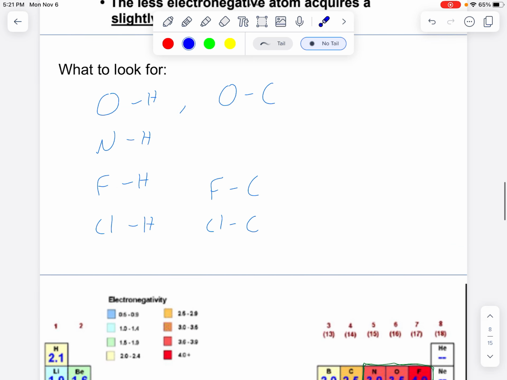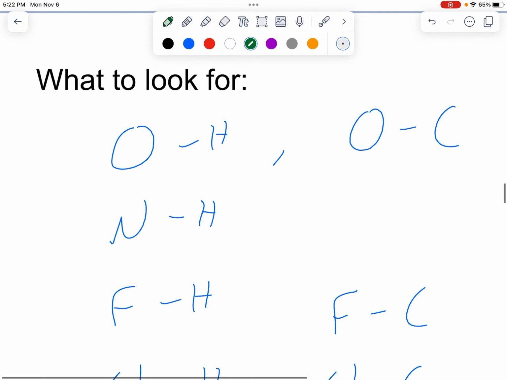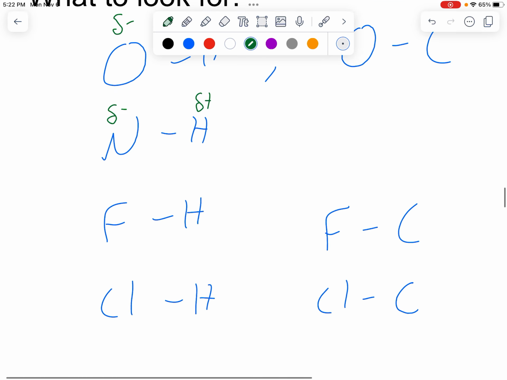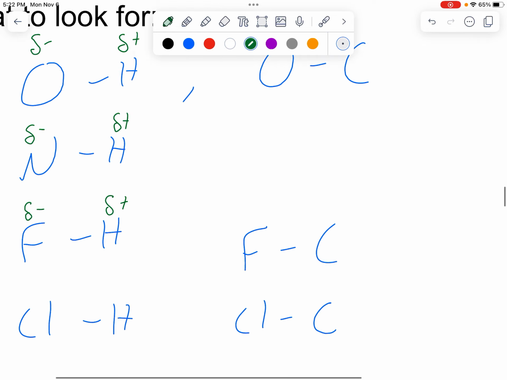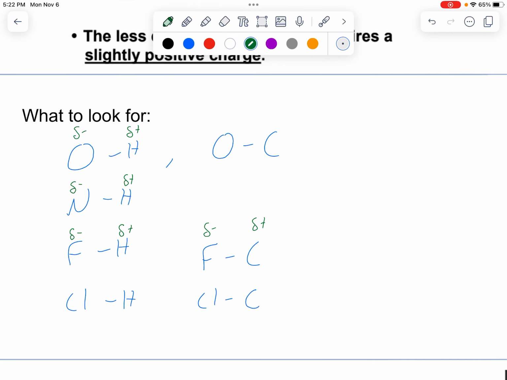So by the way, in these bonds, which ones would be the partial negative and which would be the partial positive? Well, remember that these ones here are the ones that are going to be pulling the electrons in. That means the other ones are losing electrons. So if we go back here, O is going to be slightly negative and H would be slightly positive. N would be slightly negative, H would be slightly positive, right? Again, there's no magic here. It's just that these are the electronegative atoms, so they pull on those electrons. F, again, is more than carbon, right?